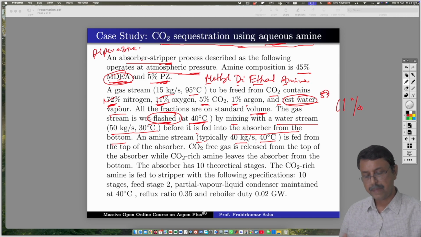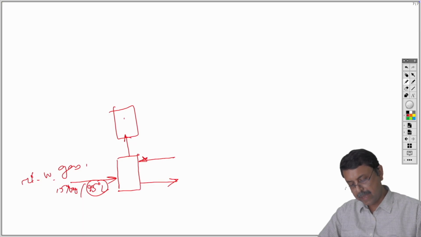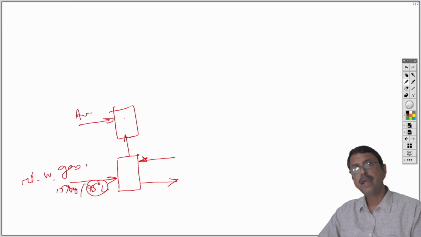So it is said typically 40 degrees centigrade and 40 kg per second of flow rate is fed from the top of the absorber. So we will have it from the top of the absorber. So here the amine is poured in. As amine, we have said it is 45% of MDEA and 5% PZ. So this is the amine.